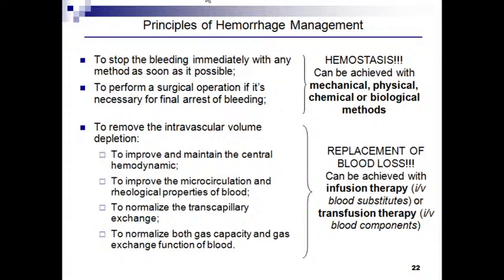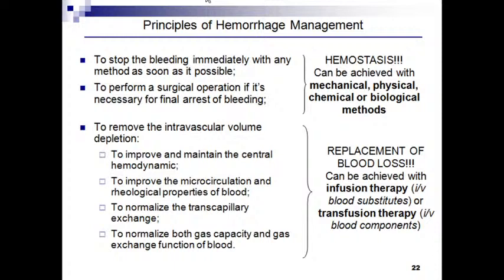Hemostasis can be achieved with mechanical, physical, chemical or biological methods. Hemostasis is the arrest of bleeding. First, two principles. To stop the bleeding immediately with any method as soon as possible. This is first aid. And to perform surgical operation. This is final hemostasis, or application of other methods for final arrest of bleeding.